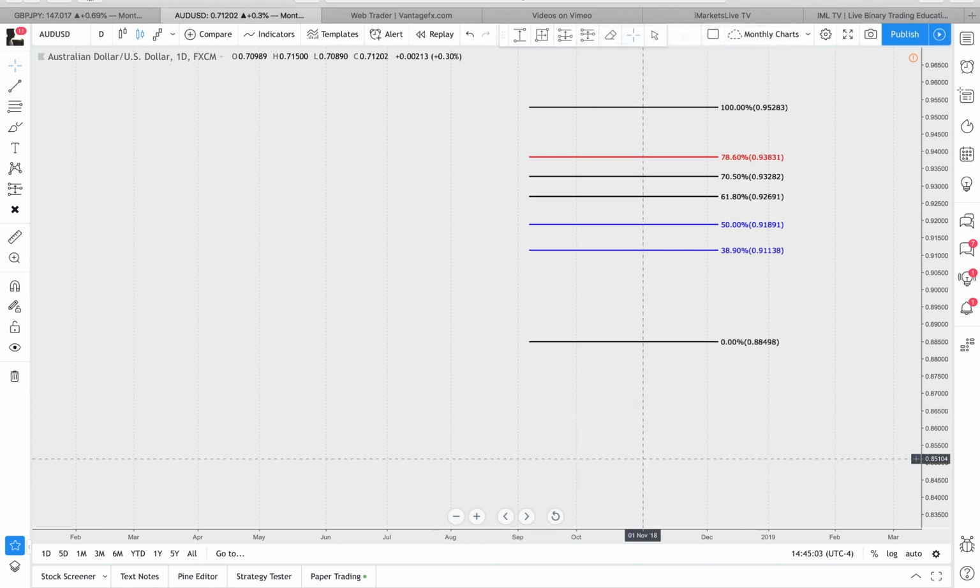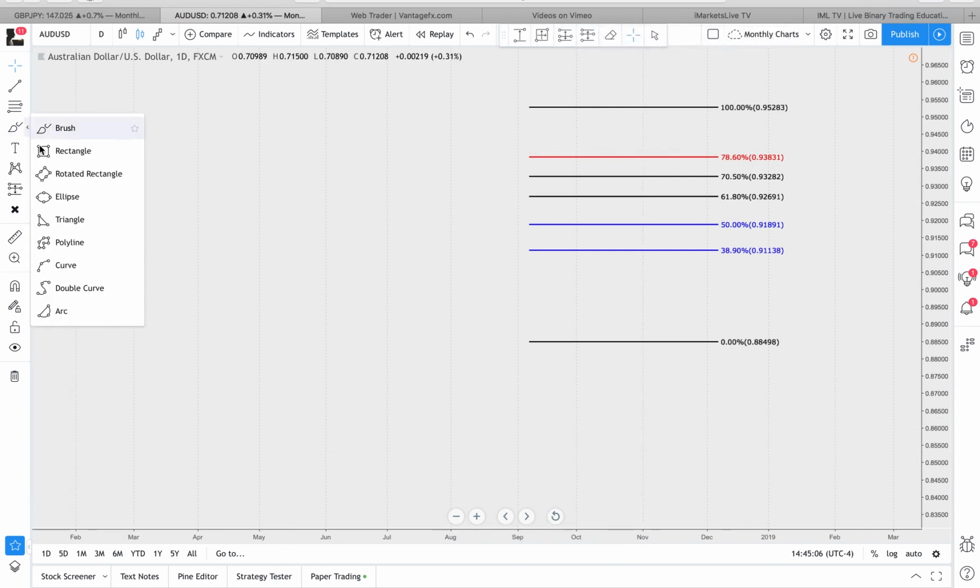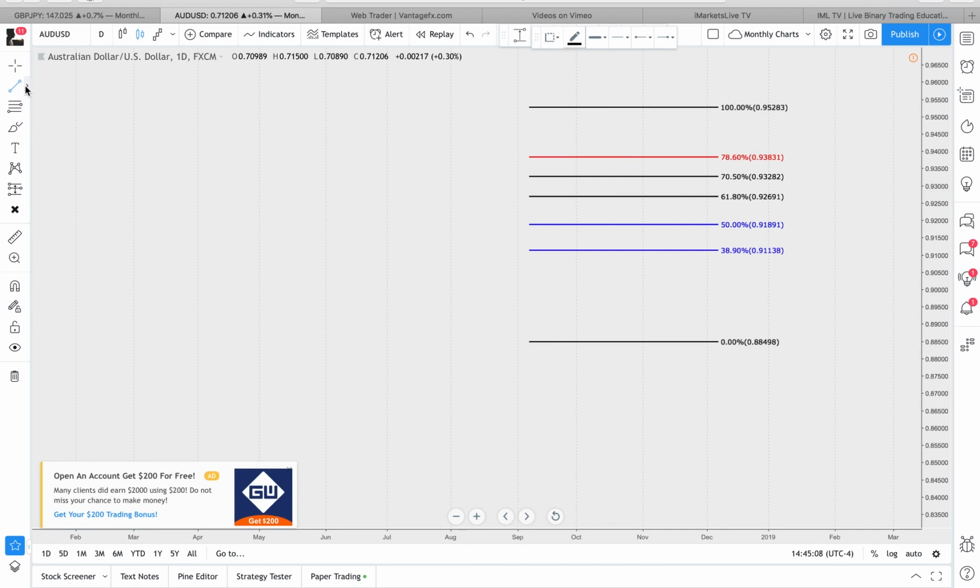So what is a retracement again? A retracement is a point when we see, let's just say the market's gone down and we've pulled back off of that first movement. That's a retracement.